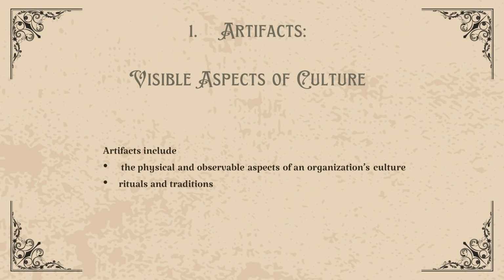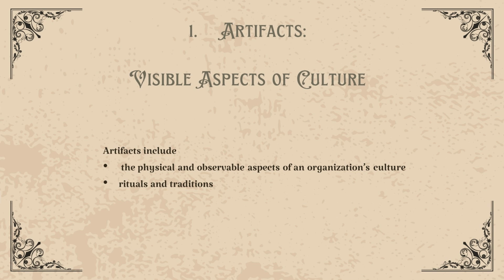Artifacts, visible aspects of culture. The first and most visible layer of Schein's model is artifacts, which include the physical and observable aspects of an organization's culture. Artifacts can be tangible elements such as office design, dress codes, company rituals, and official policies. For example, a company with an open office layout and casual dress may signal a culture of collaboration and flexibility, whereas a company with private offices and formal attire may emphasize hierarchy and professionalism.